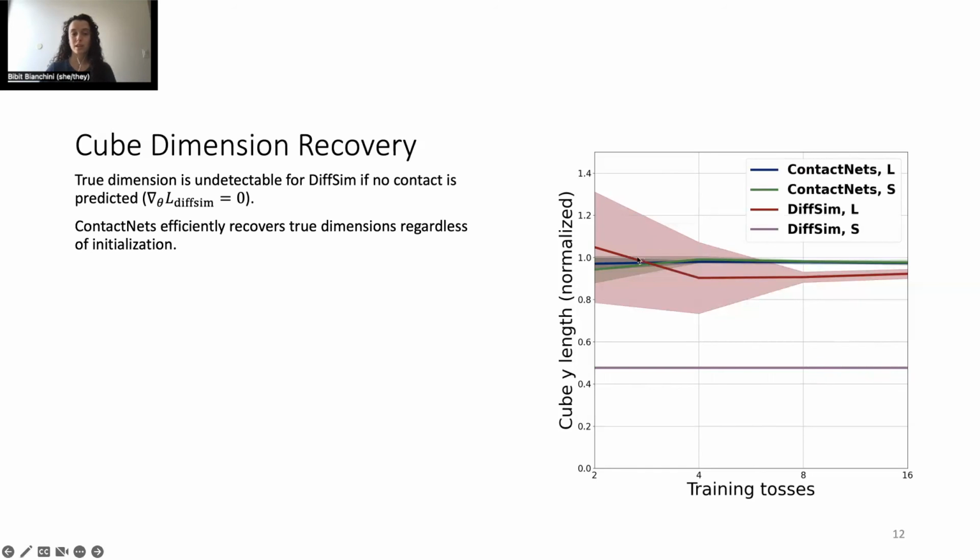We also note that whether we start too large or too small, and no matter if we start with only 2, 4, 8, or 16 training tosses, Contact Nets is able to successfully recover these values basically perfectly every single time. And even for the case where we initialize too large, the differentiable simulation approach sees a much wider band of confidence intervals, especially at the low training toss numbers.